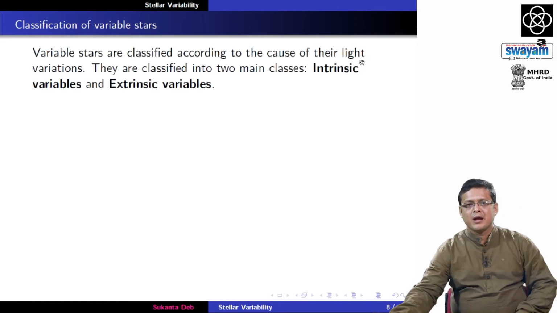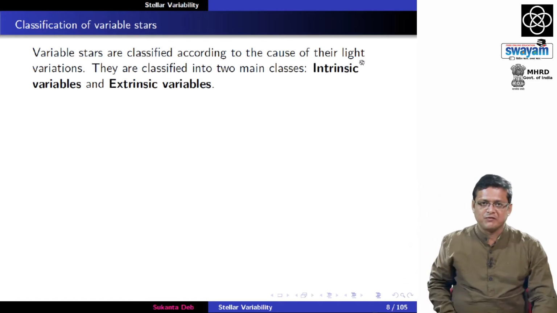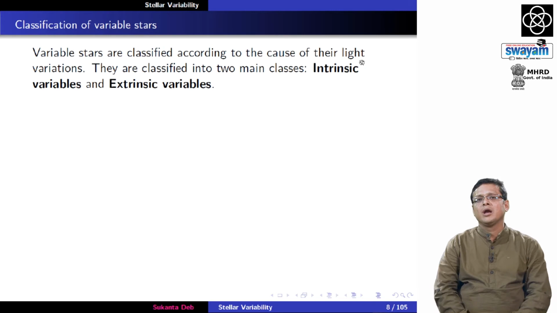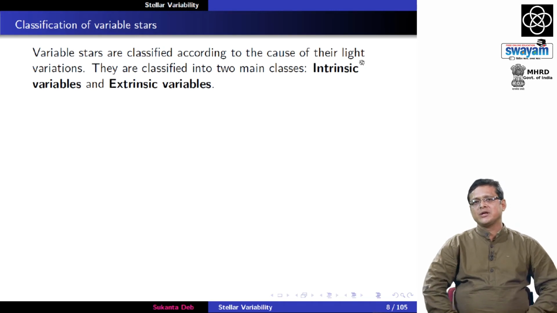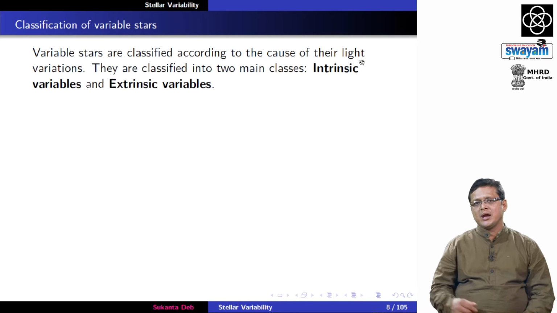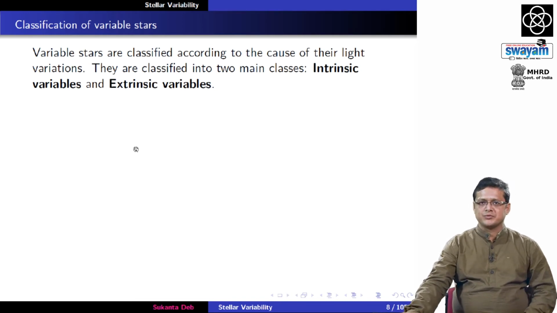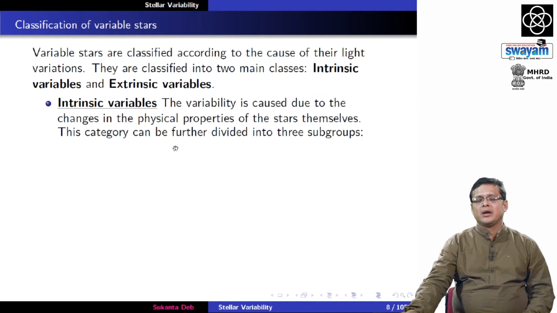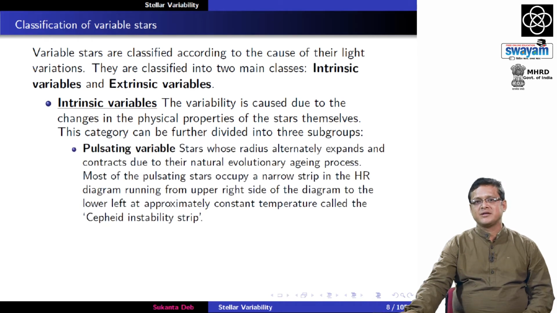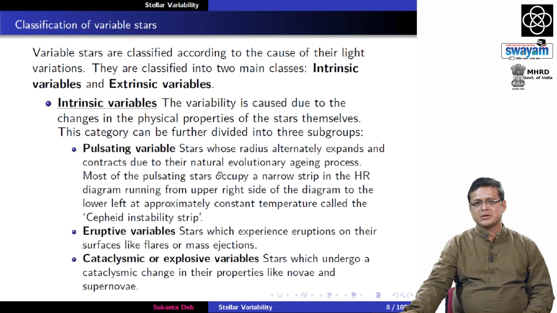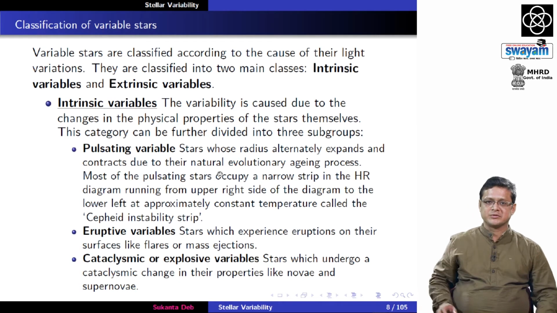Now, let us talk about the classification of variable stars. Variable stars are mainly classified according to the cause of their light variations. And they are classified into two main classes: intrinsic variables and extrinsic variables. In the case of intrinsic variables, the variability is caused by changes in the physical properties of the stars themselves. This category can be further subdivided into three subgroups: pulsating variables, eruptive variables, and cataclysmic or explosive variables.